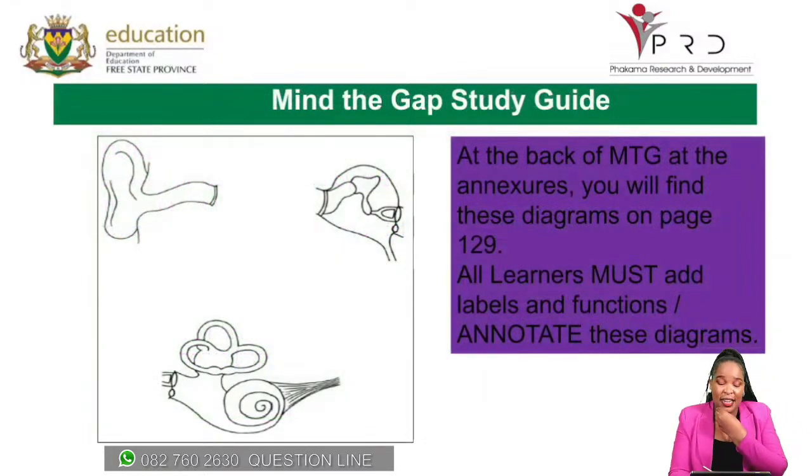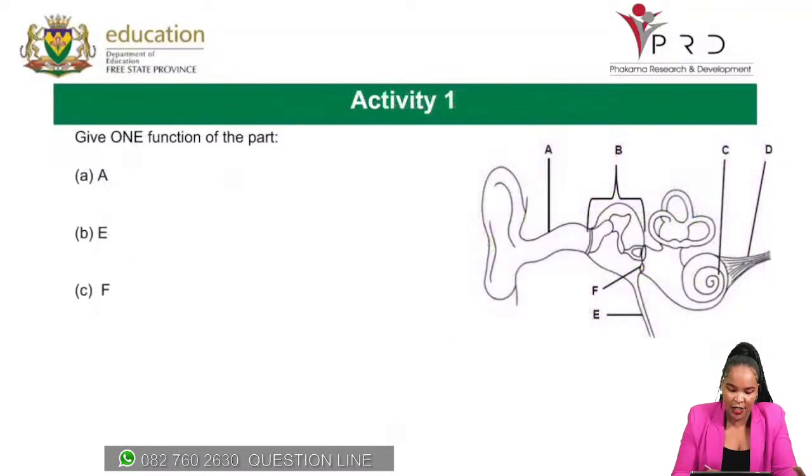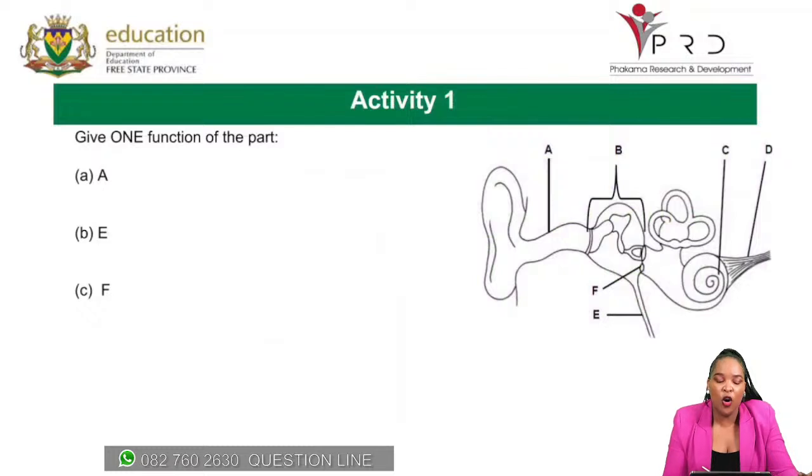So in the Mind the Gap study guide, you are going to find these diagrams. Make sure that when you get to these diagrams, you are able to label the three bones. You are able to label the round window, the oval window, the eustachian tube, your semicircular canals with your ampulla, your cochlea with your organ of Corti, your auditory nerve, oval window, round window, your tympanic membrane, auditory canal, your pinna. So that is everything. And then write the notes next to them as to what they do and how they look, their structures. So this is a going home activity. Make sure that you are able to identify these parts.